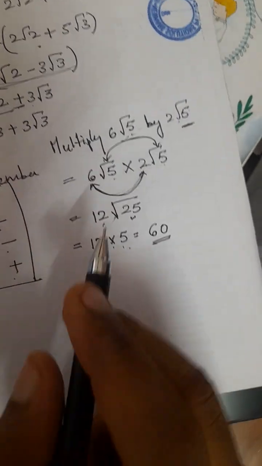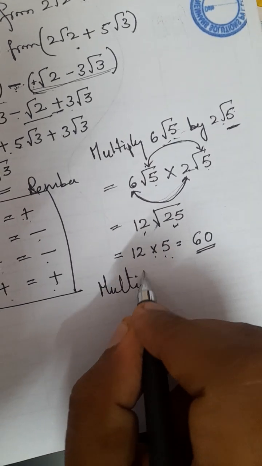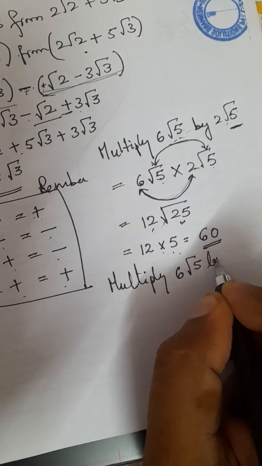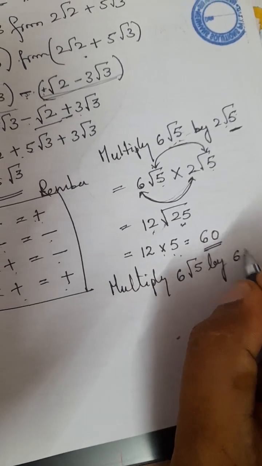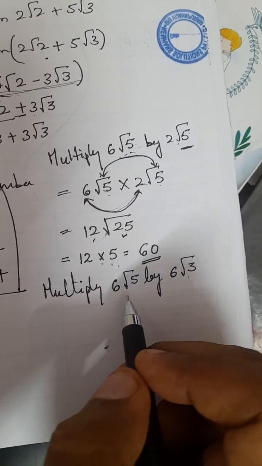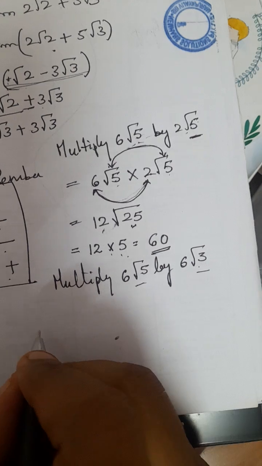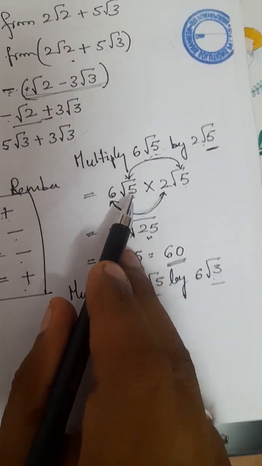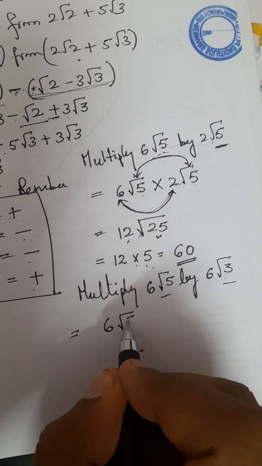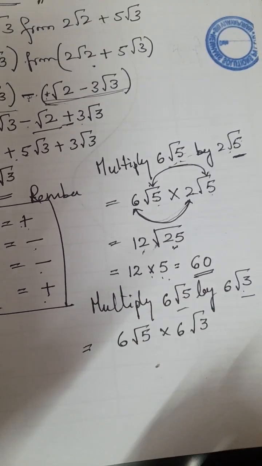Let us see another example of multiplication. Multiply 6 root 5 by 6 root 3. They are unlike, because here it is root 5 and root 3, but it doesn't matter. Use the same formula for multiplication which I have taught you above. It means 6 root 5 into 6 root 3.